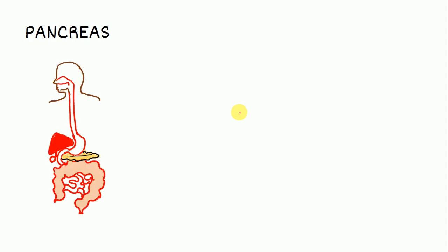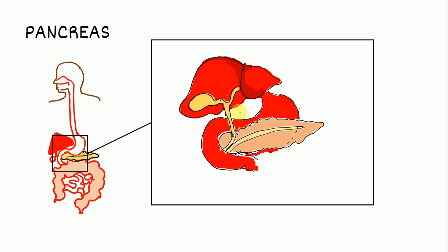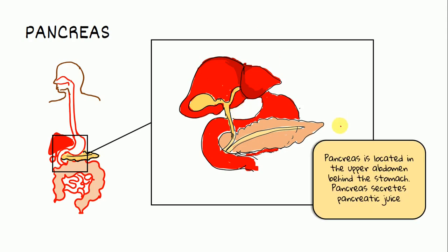Now the next organ is the pancreas. Again, the pancreas is also a gland present in our body. If we look into the digestive system, the structure present just below or behind the stomach is the pancreas. This leaf-like structure which you can see over here is the pancreas. It is located in the upper abdomen behind the stomach, and it secretes the pancreatic juice.